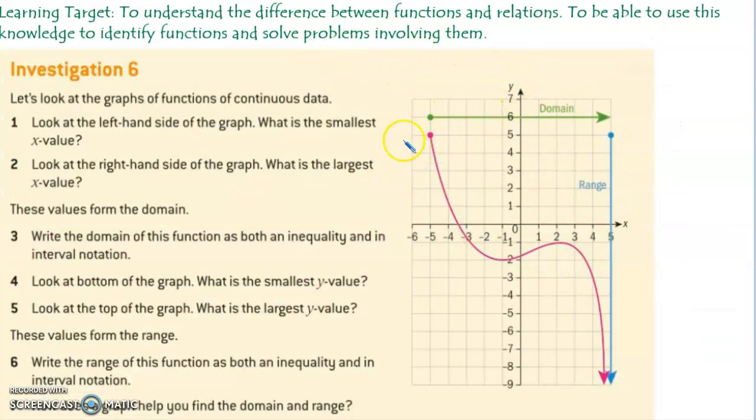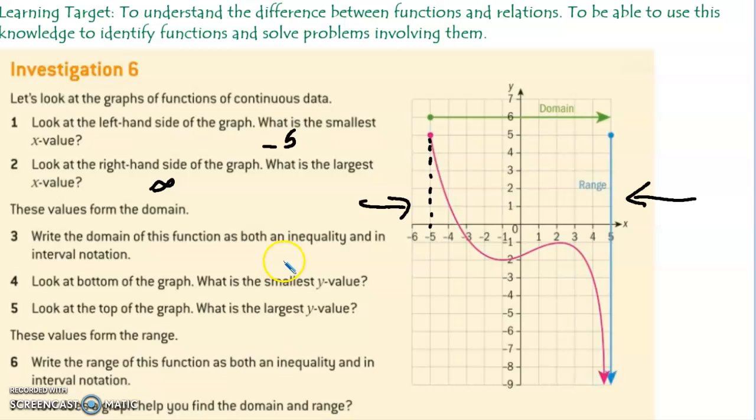So let's look at this one. Looking at the left-hand side of the graph, what is the smallest x value you can see? I always imagine that I'm approaching in from the left, and what is the first x value I see? Well, that would be right here at negative 5. Okay? And then on the right-hand side, what is the largest x value? Again, coming in now from the opposite side, from the large positive x values, the largest one I can see, well, I see an arrow, which is a sign that it's just continuing on and downward. So that means it's probably going to be approaching a large infinity.